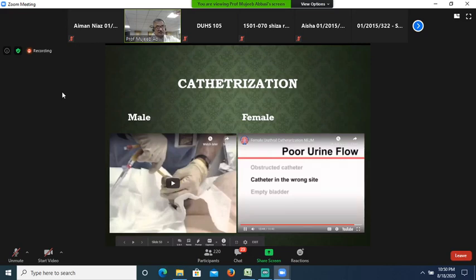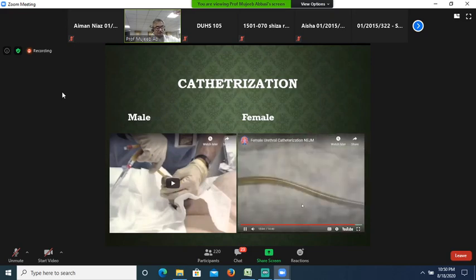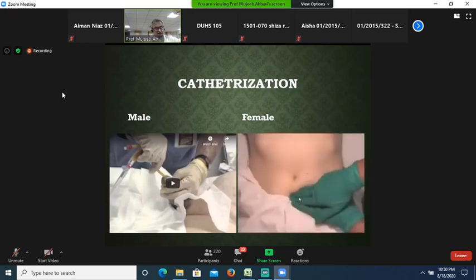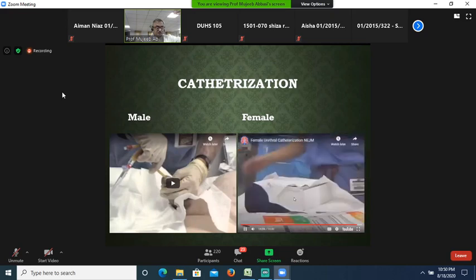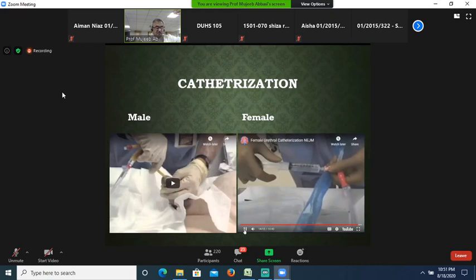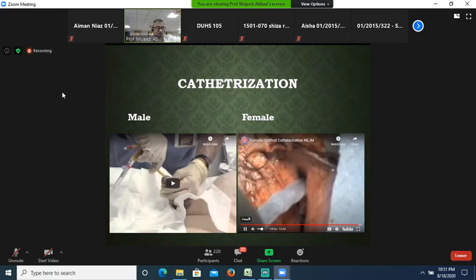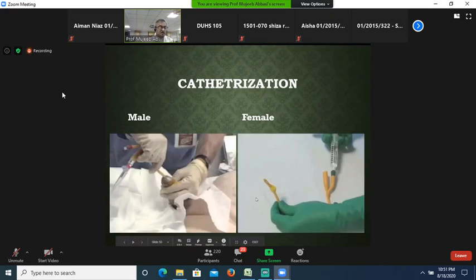These are a few reasons for no urine. If the urine is not coming, then you massage the bladder and it will probably come. It's the sterilization of the trap and all those things. Okay. Now clot retention, sorry, that was catheterization.